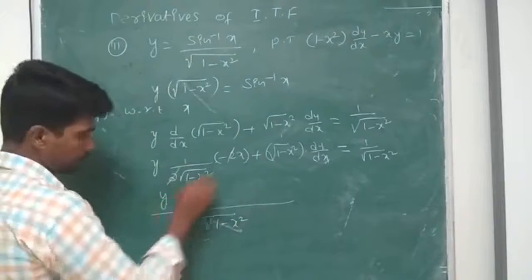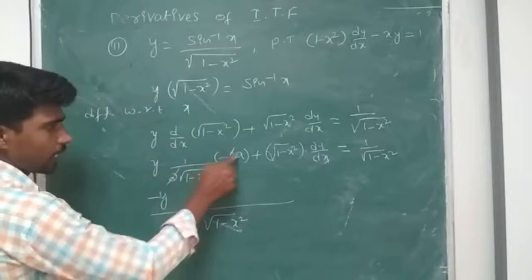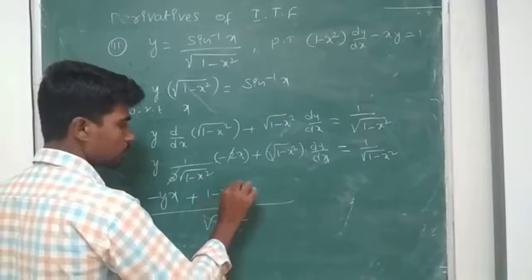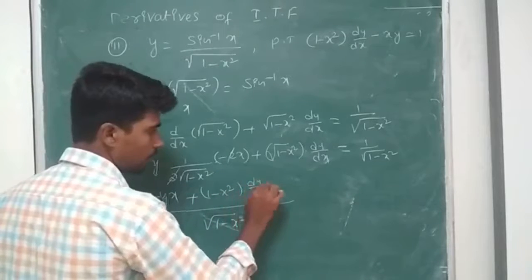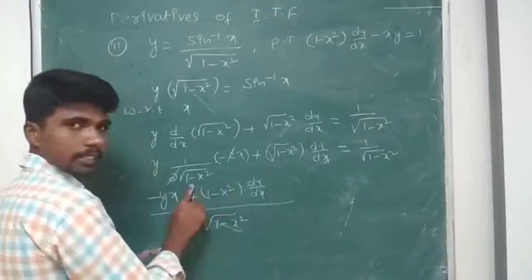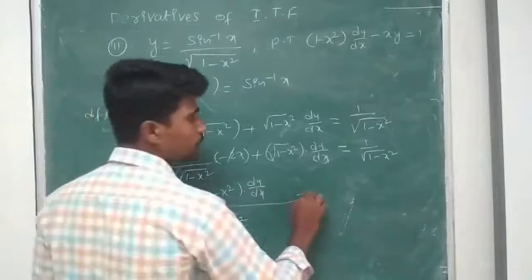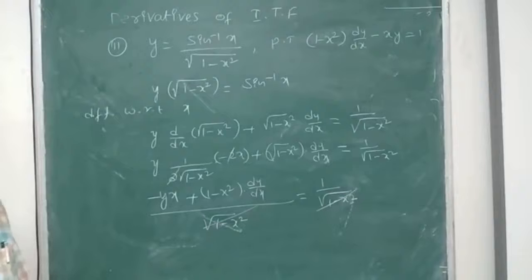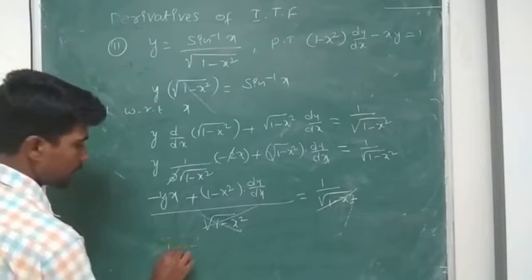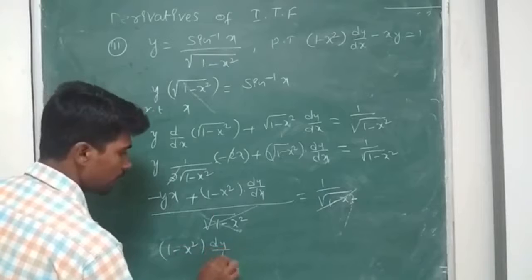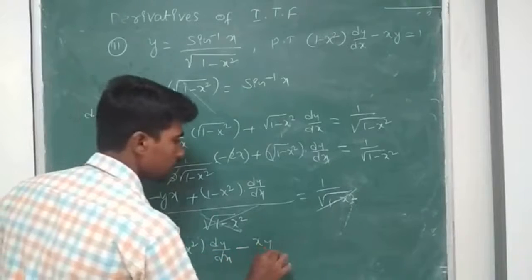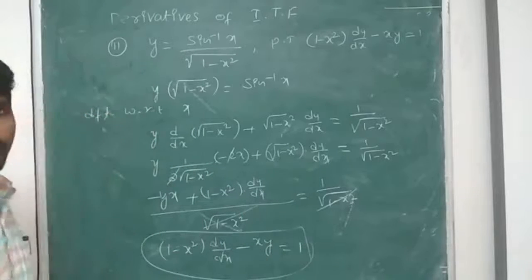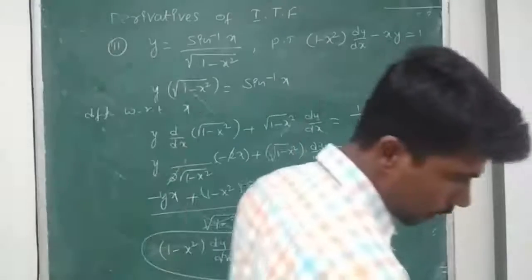So I get minus yx plus (1 minus x square) into dy by dx, because root 1 minus x square into root 1 minus x square is 1 minus x square, which is equal to 1 by root of 1 minus x square, which will get cancelled. Now what we got: (1 minus x square) dy by dx minus xy, minus 1 equal to 0, hence proved. Okay, so take one more problem.